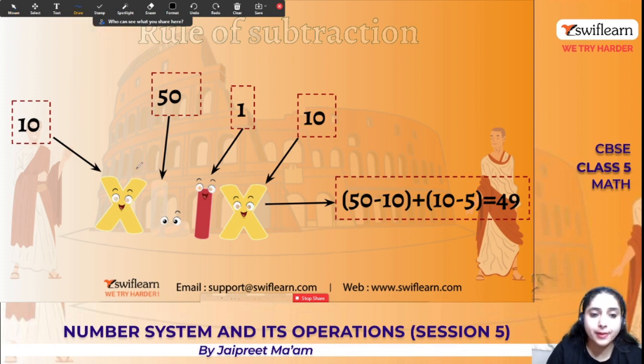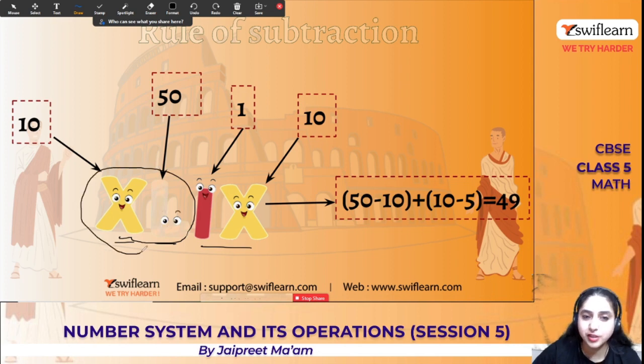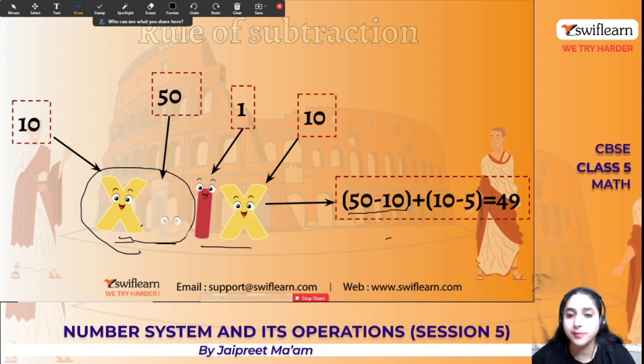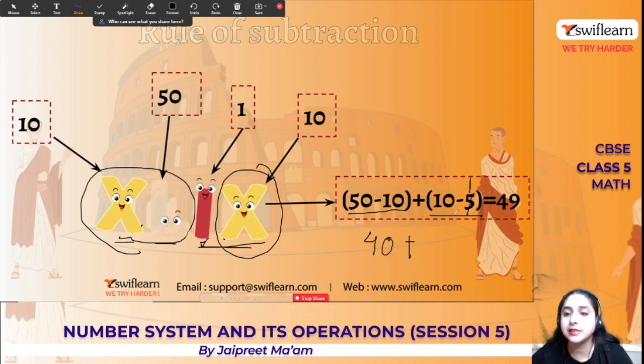Let's see one more example. Now look, it's written here LXIX. So what's that? Confusing? No. The smaller value is written first. Let's see the first two alphabets. So 50 minus 10. Then it's written 9, because the smaller value is again written before the higher value. X is a higher value than the 1. So we will write 10 minus 1. So 50 minus 10 is 40. Then 10 minus 1 is 9. So the answer is 49.